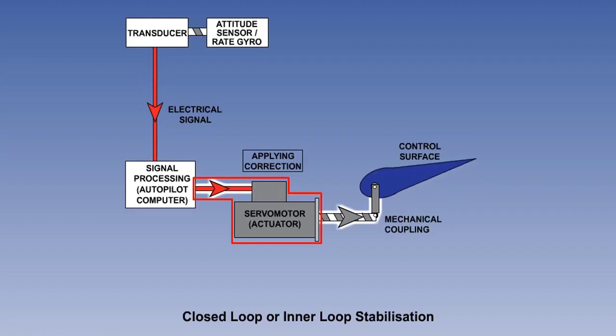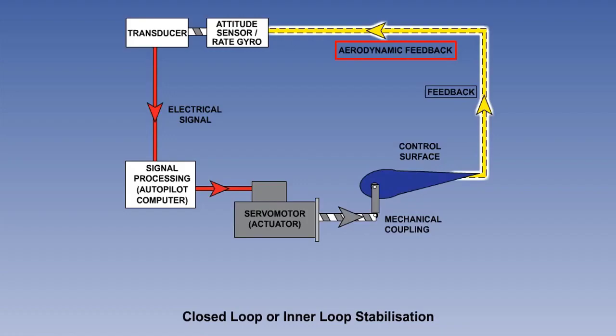The signal is then sent to a servo motor, which converts the electrical signal into a mechanical movement to move the flight controls, again in proportion to the command signal. The control surfaces will move, and the aircraft will respond to return back to wings level. The aerodynamic feedback repositions the gyro, and when the aircraft is back to wings level, the control surfaces are moved back to a neutral position to maintain the stabilized attitude. This control loop is referred to as an inner loop.